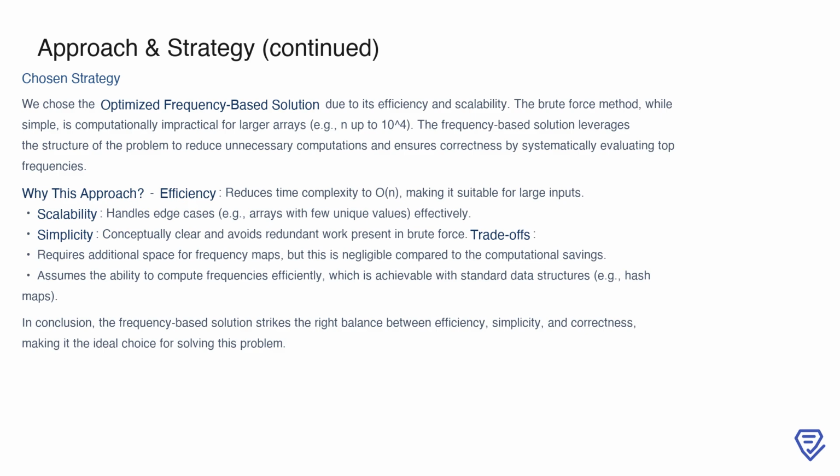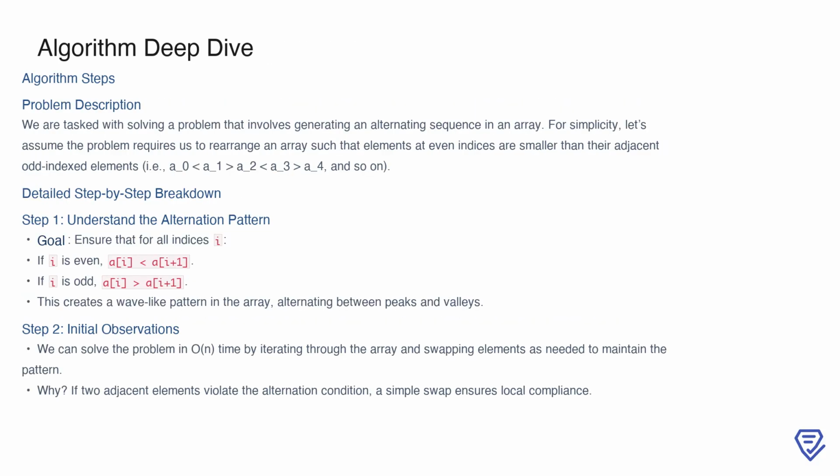To solve this problem, we need to rearrange an array so it forms an alternating sequence where elements at even indices are smaller than their adjacent odd-indexed elements. For example, the array should follow a pattern like this: a0 < a1 > a2 < a3 > a4, and so on. This creates a wave-like pattern where values alternate between peaks and valleys.